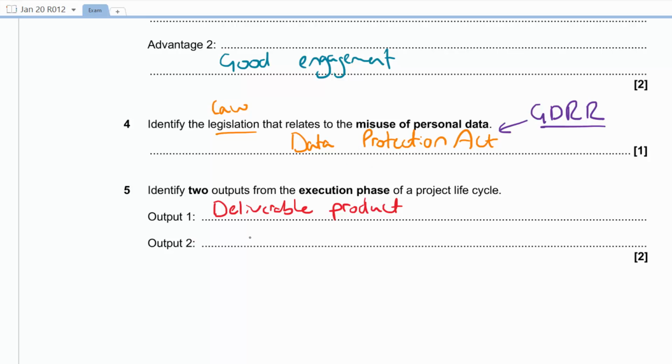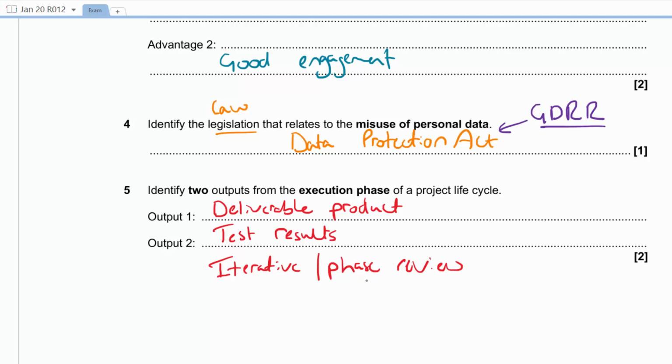Also, we're going to output some test results. I think a lot of people often forget we are doing testing in execution, not evaluation. So we have test results which will get passed to evaluation. We could also say the results from an iterative review or a phase review.